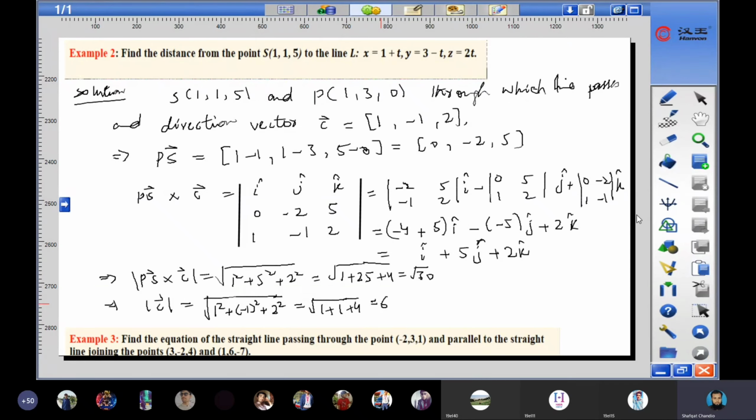So now we can use our formula. There is a formula: distance equals the magnitude of the cross product of the vectors PS and C divided by the magnitude of the vector C. So apply this formula, you will get the square root of 30 divided by the square root of 6. This will give you the square root of 5. So this is your distance from the point S to the line.